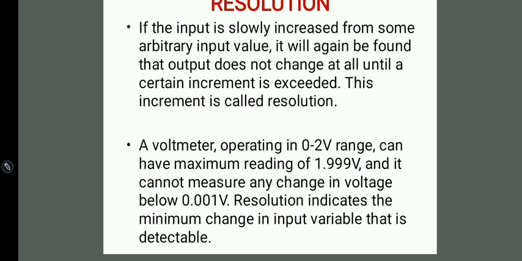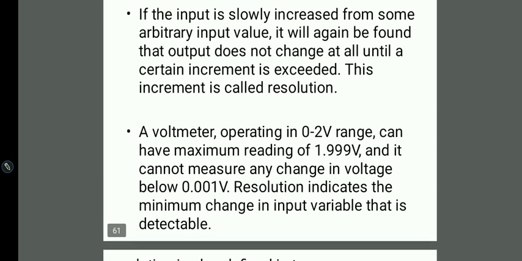So 1.99 volt is kept as a reference value, and the voltage is increased or decreased by an amount below 0.001 volt. We will observe that 0.001 volt will not be displayed in the voltmeter, so that change will not be detected by the voltmeter. That is resolution. So that is another characteristic.